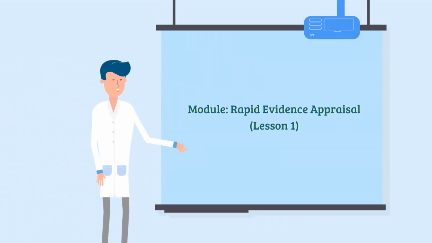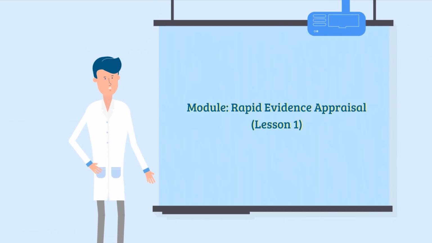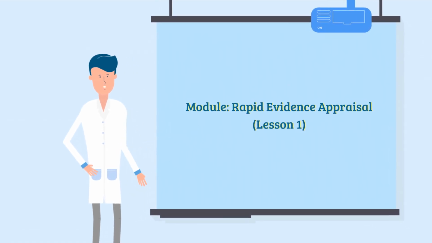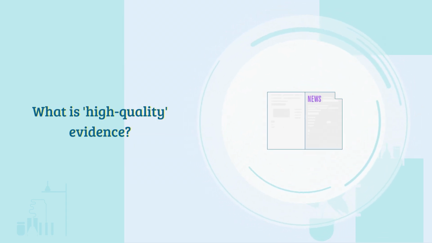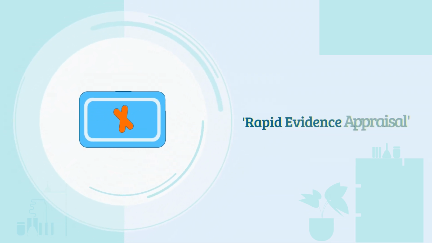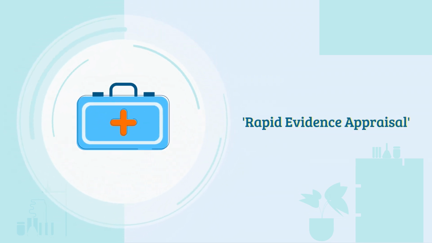Welcome to Module 2. In our last module, we established that clinical pathways must be built on a foundation of high-quality, evidence-based medicine. But that begs a critical question. In a sea of published research, how do we determine what constitutes high-quality evidence? This module, Rapid Evidence Appraisal, will provide you with the tools to answer that question.